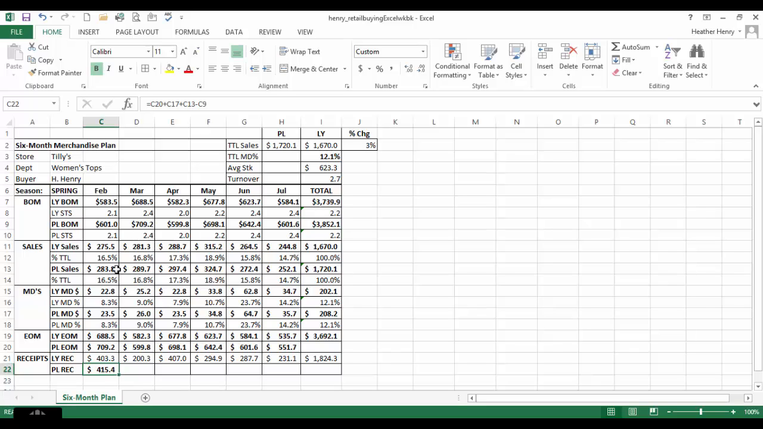$415,400. So once again, if we are starting the month of February at $601,000 and I have a sales plan of $283,800, and I also take markdowns that are worth $23,500 to get me to my EOM, or my March BOM of $709,000, I need to bring in $415,000 in receipts. If I bring in more receipts than this, my EOM will go up. If I bring in less receipts than this, my EOM will go down.